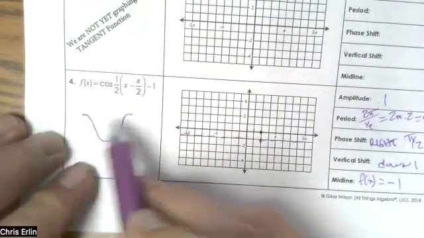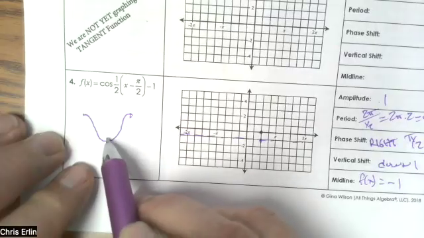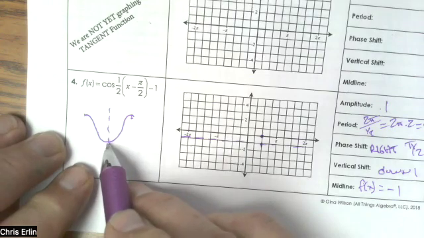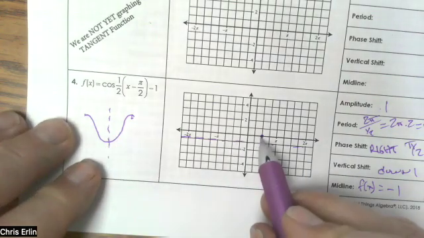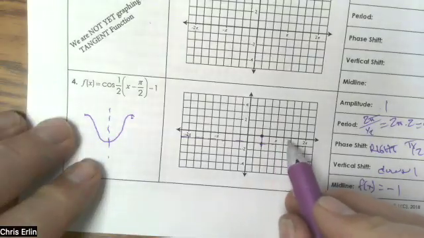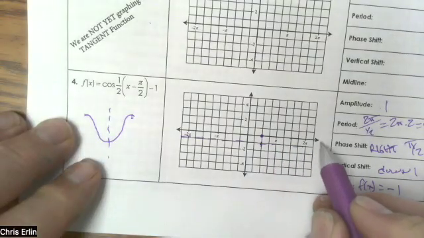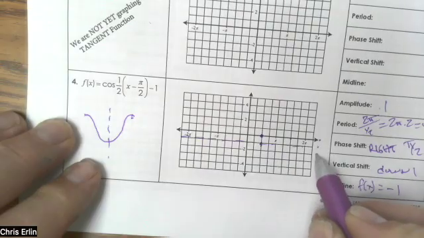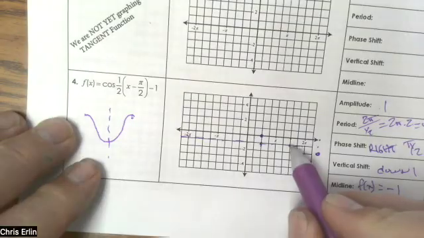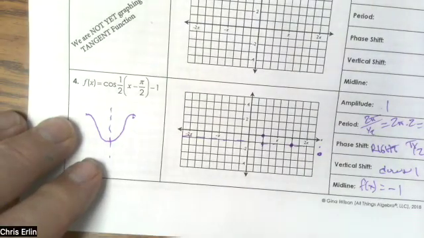If I can't go from a high to a high as a full cycle, what if I did a half cycle? I'd go from a high to a low. So I'm going to go from here, I'm going to go half of a full cycle. I'm going to go 2 pi, 1 pi, 2 pi, and that's going to be a low. Halfway between those, I expect to have a midline.